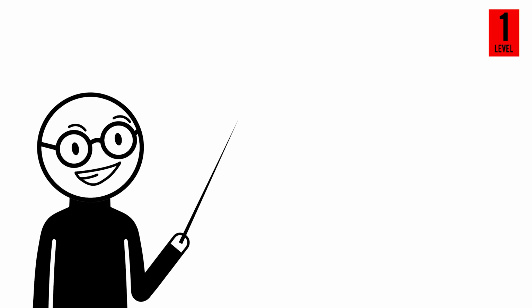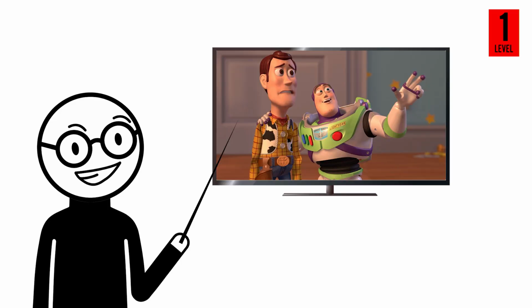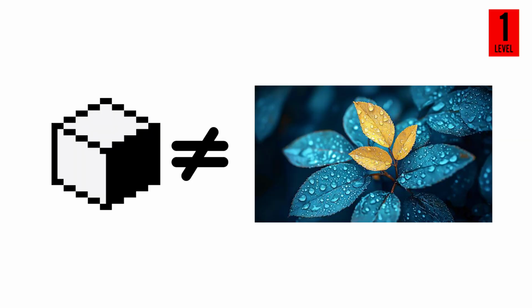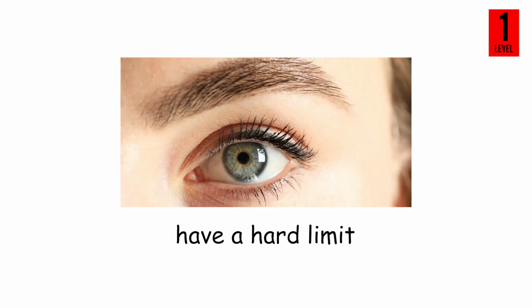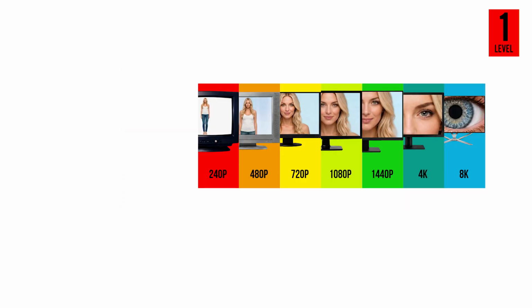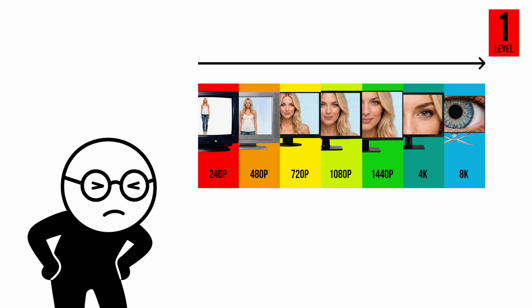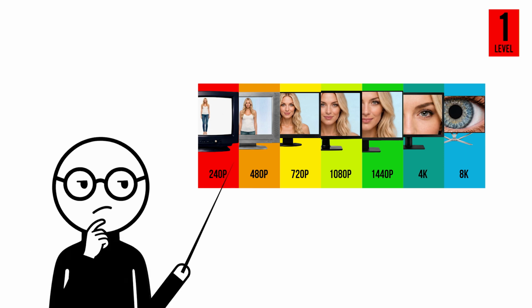240p. Here's the truth nobody selling you a 4K TV will say out loud: more pixels does not automatically mean a better picture. Your eyes have a hard limit, and somewhere on this ladder, the upgrades quietly stop being something you can actually see. The whole game is figuring out which level that happens on.